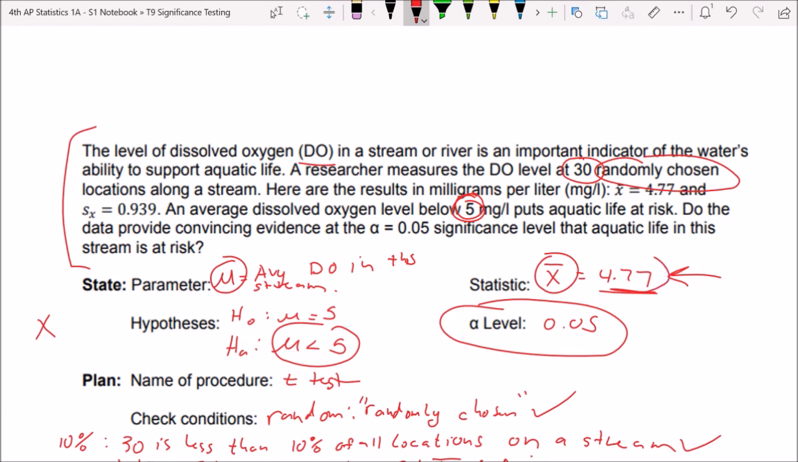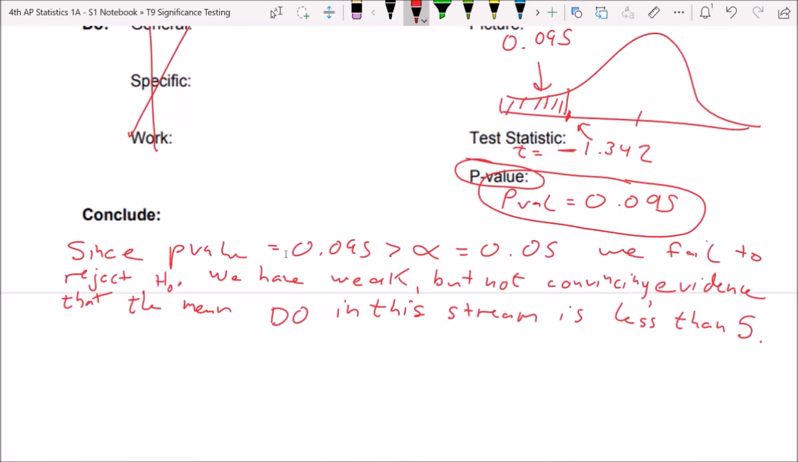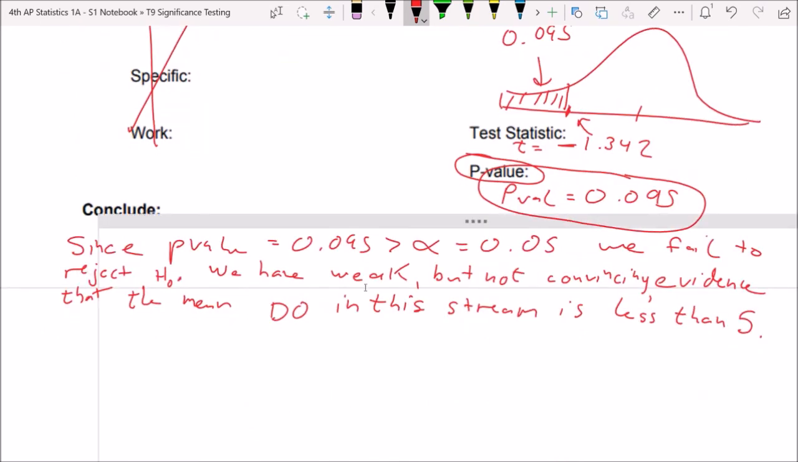If you have a true interest in life in this stream and you get that result, you're going, wait a minute, we need to do more research on this. We need to look into this because that is concerning. Okay, but I have to say that that's not convincing evidence. We can't make a claim like, oh, yep, the dissolved oxygen is definitely too low. We can't say something like that.